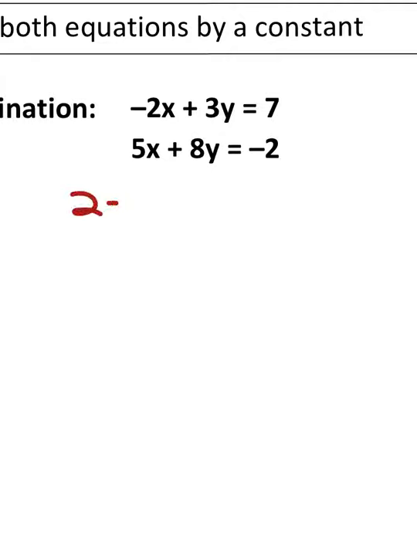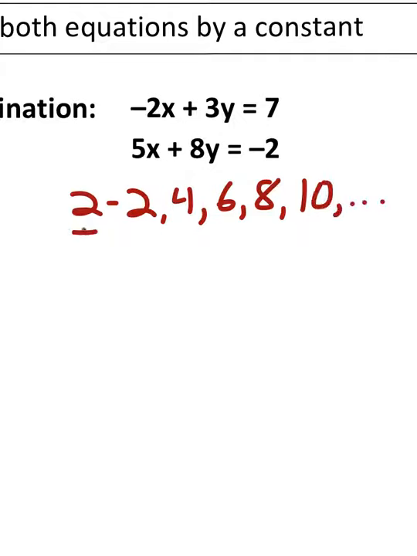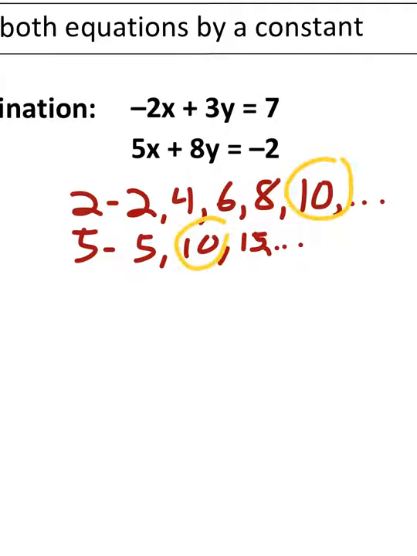So remember, with the least common multiple, you're thinking about all the multiples of the number. So the multiples of 2 are 2, 4, 6, 8, 10, etc. The multiples of 5 are 5, 10, 15, etc. So what you're looking for are the ones that you have in common. Got a 10 and a 10. So I want to convert both of my x terms to have a coefficient of 10.